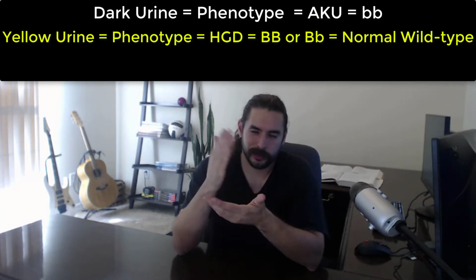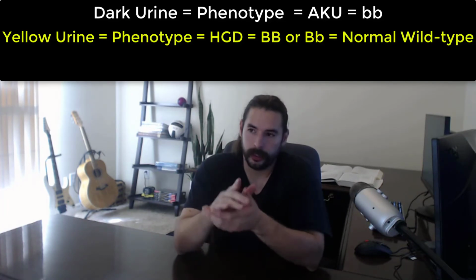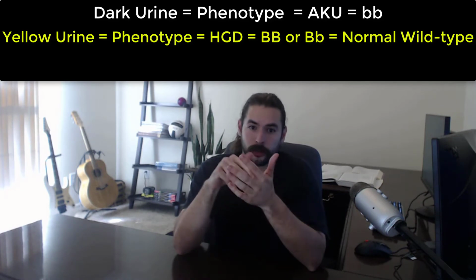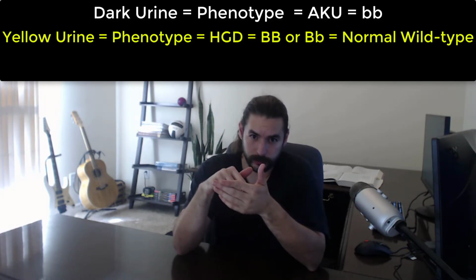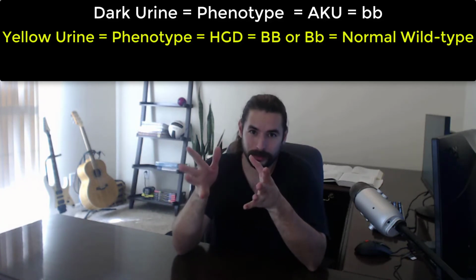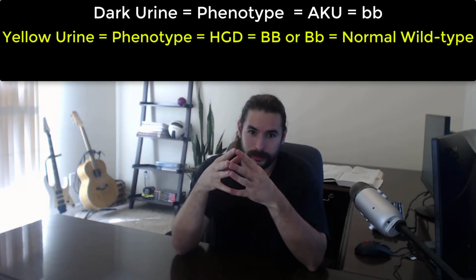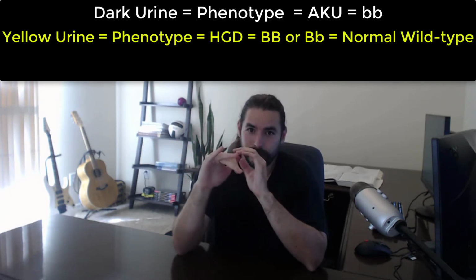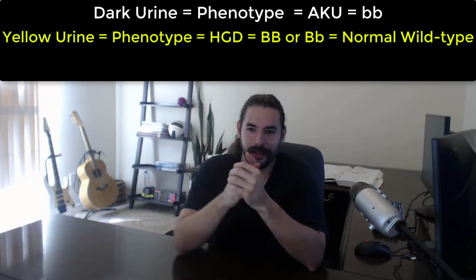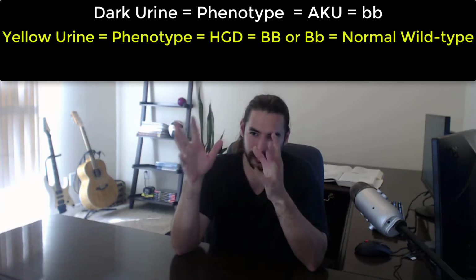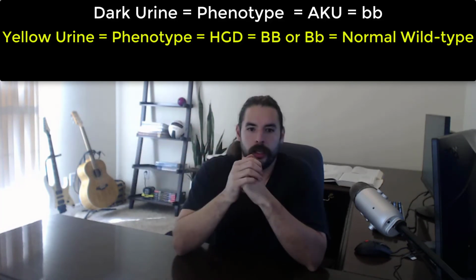So the first thing I'm going to do is start listing some knowns. The first known is that dark urine is the phenotype for AKU. Normal urine is the wild type, just what everyone else has. It's the HGD gene. It's not that there's anything special about it, it's just what everyone else has. It's the allele most found in the wild.